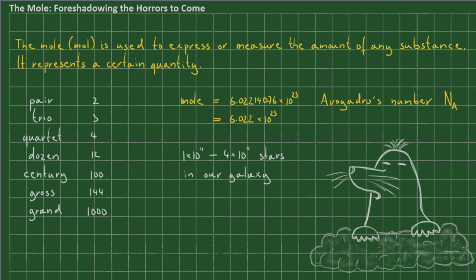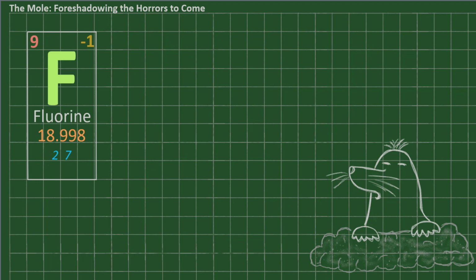Why do we bother with the mole? Well, it is very hard to measure out a single atom or a single molecule. However, a mole of them, well, that is a different story. Let me use fluorine as an example. Recall that the number in orange, 18.998, gives the average atomic mass of fluorine in AMUs, atomic mass units.